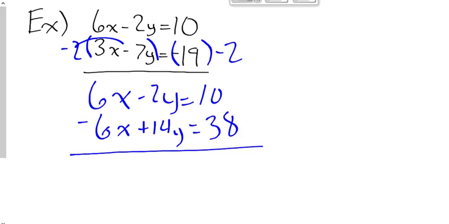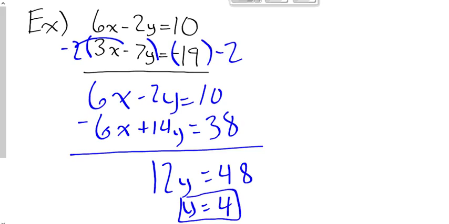Add these up, my x's are going to eliminate because they're opposites. Looks like I've got 12y here, and that's equal to 48. If I divide by 12, I've got that y equals 4. So I solved for y first this time, so now I need to figure out what x is. Again, I'll just choose the top equation.